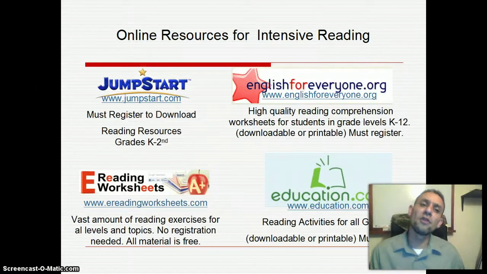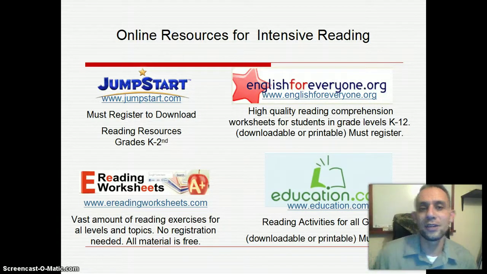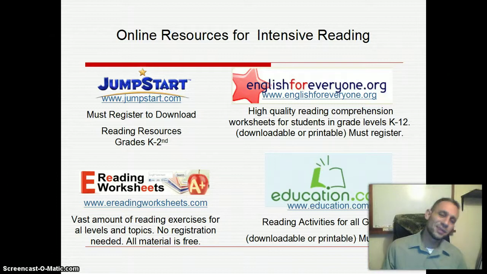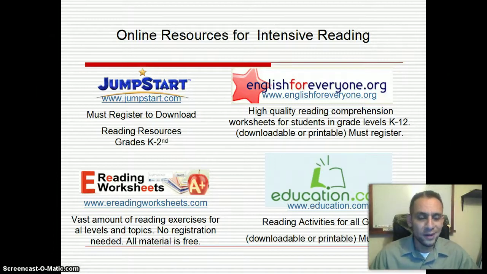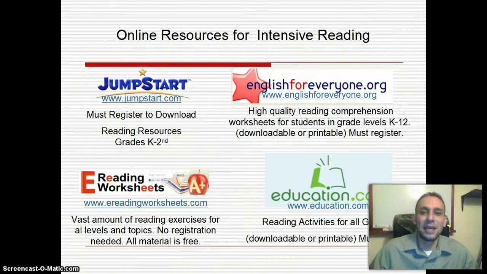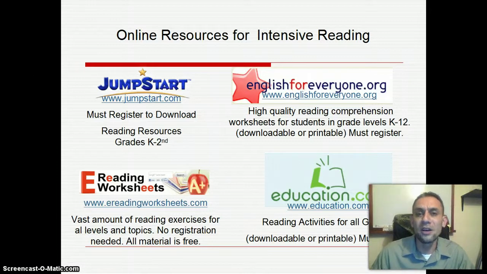Now, we can move on to some online resources for intensive reading. In this case, I just brought you 4. There are many, there's probably thousands and unlimited types of resources, but this is what we talked about when we said, what is too many? I think 4 well-adapted websites for one topic are enough.